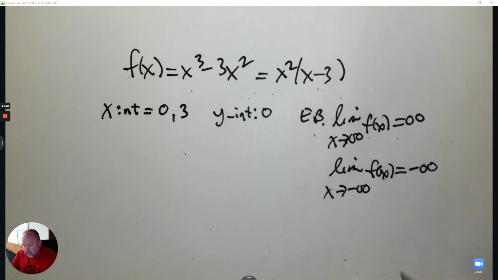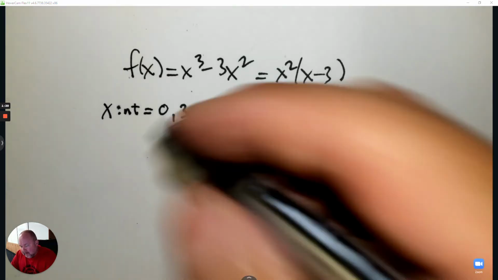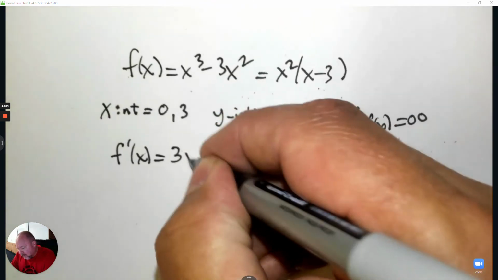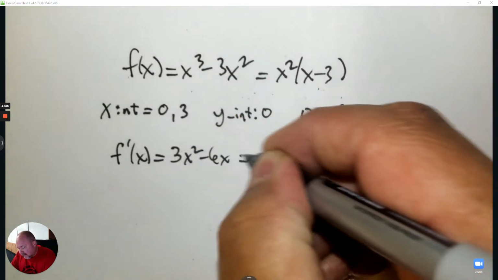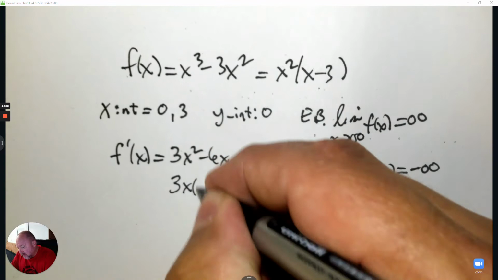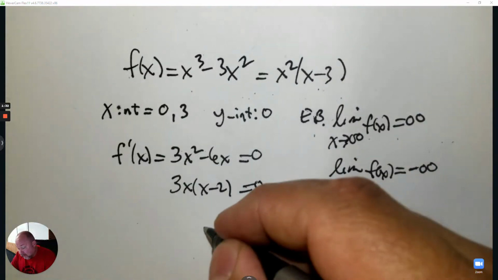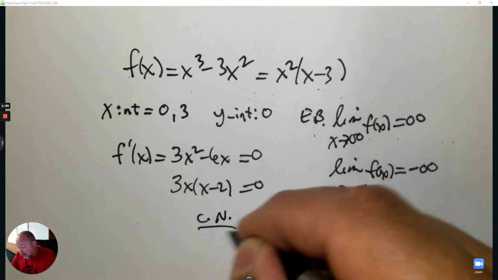What are some other things we can find? Well, I can take the derivative, and that's 3x squared minus 6x. Again, make it equal to 0. We can factor it and know that the two answers we get are 0 and 2. Those are called my critical numbers.